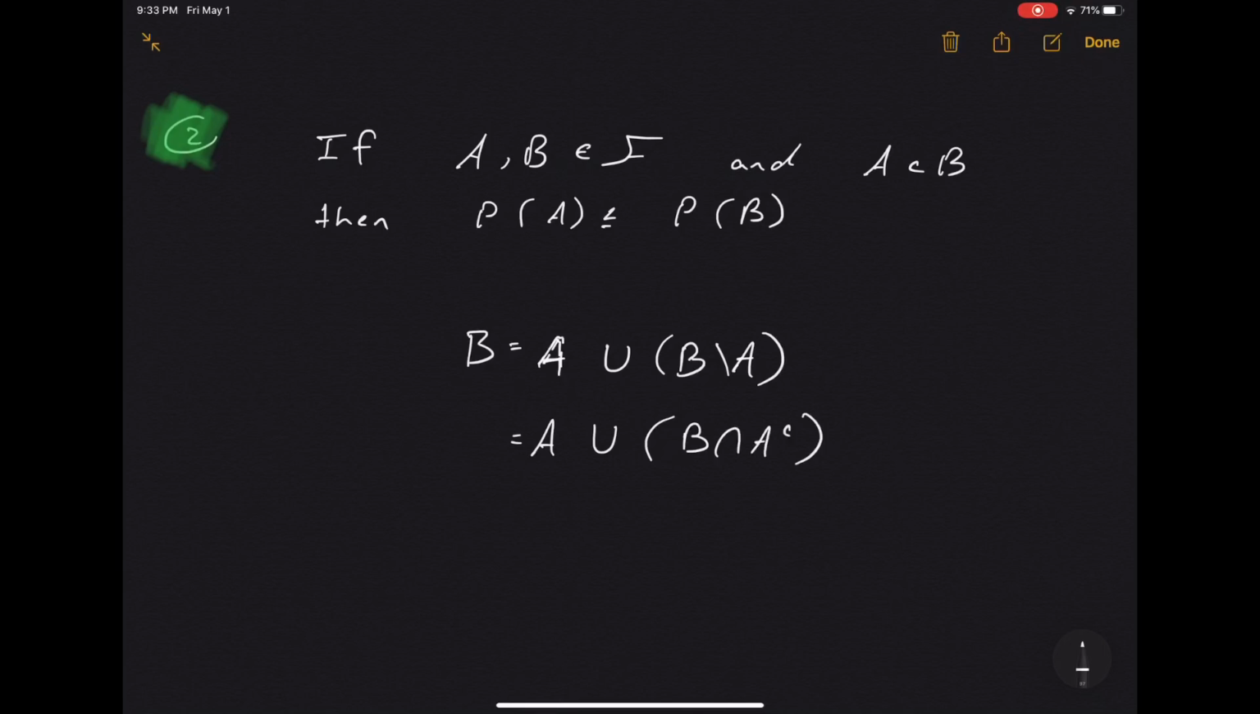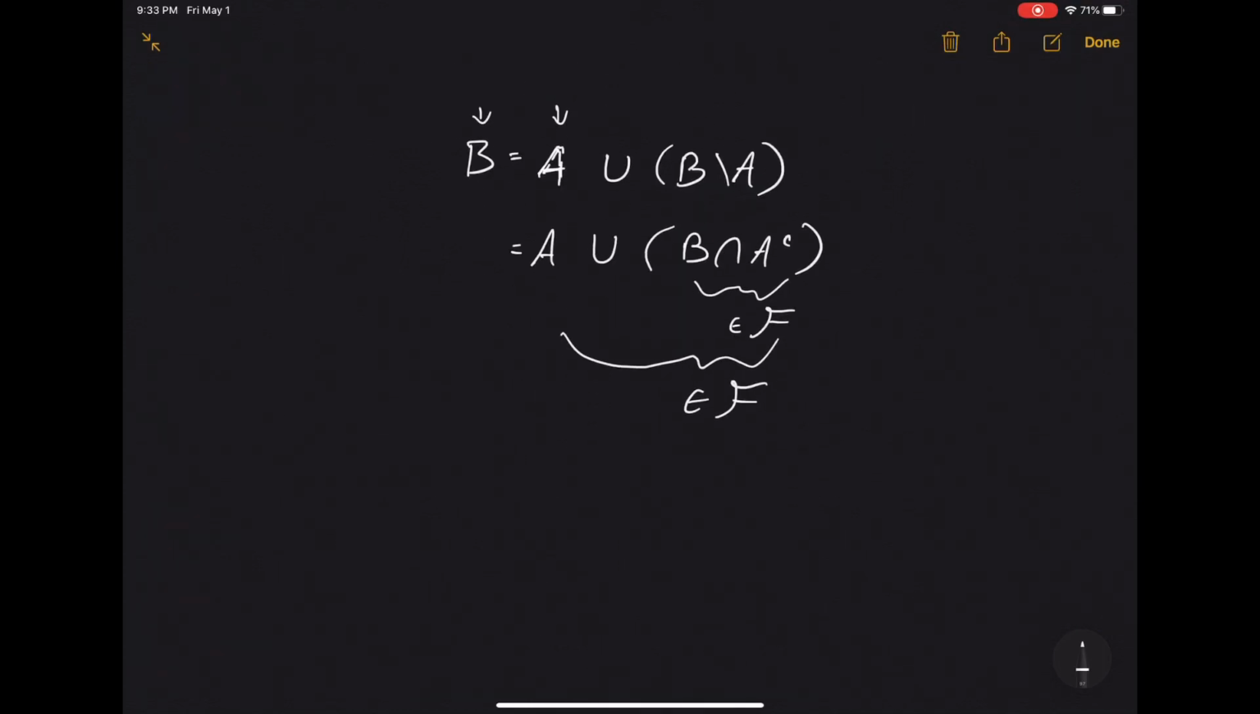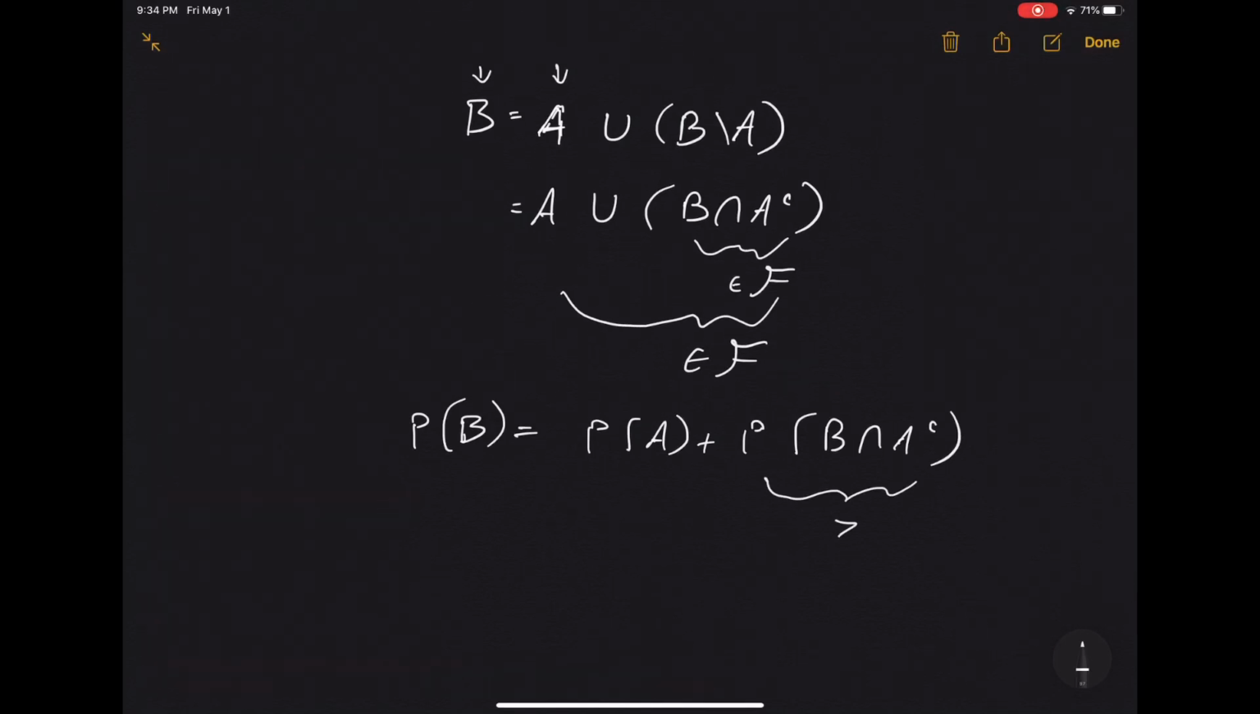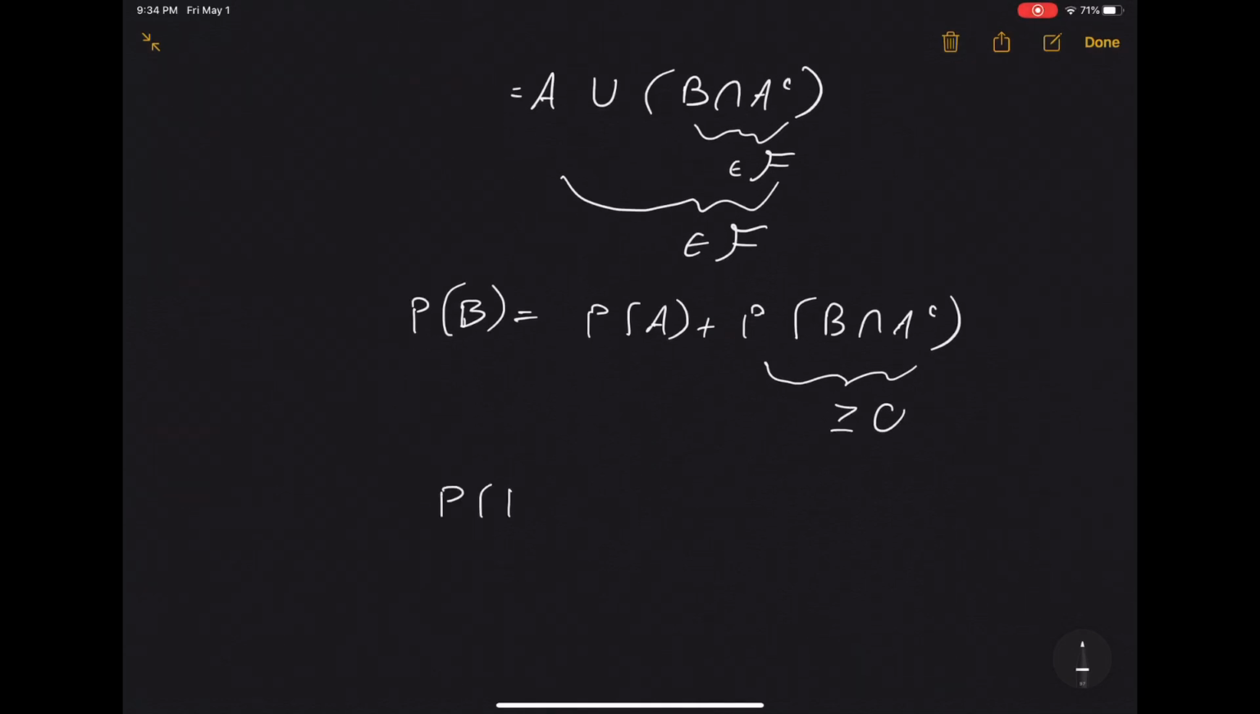B intersect A complement. B is in F by assumption. A complement is in F because A is in F. And a sigma algebra is closed under intersections, so B intersect A complement is in F. Then A and B intersect A complement are disjoint sets. So probability of B is equal to probability of A plus probability of B intersect A complement, and this is greater than or equal to 0. So we have probability of B is greater than or equal to probability of A.